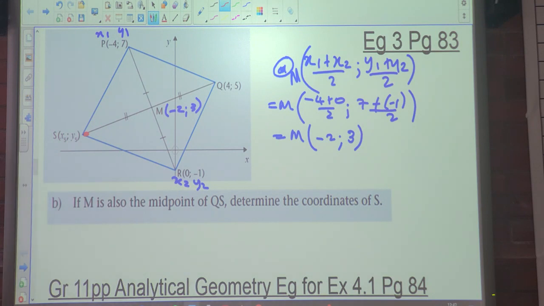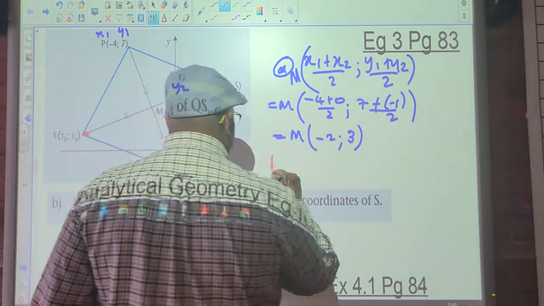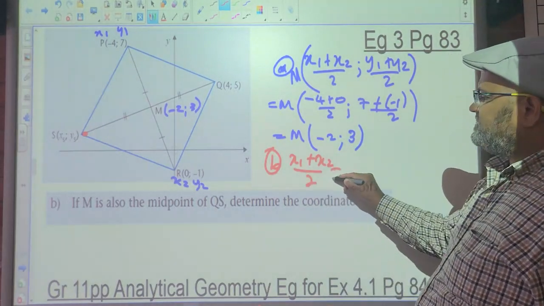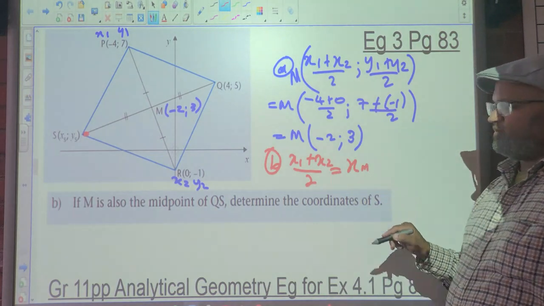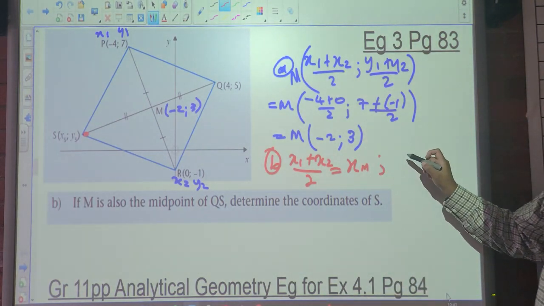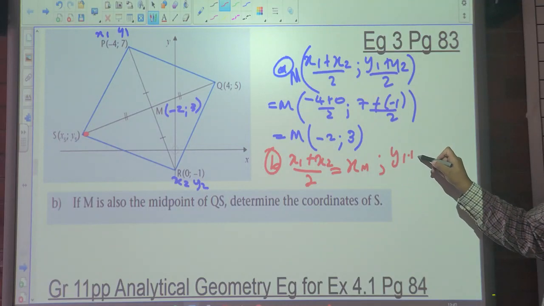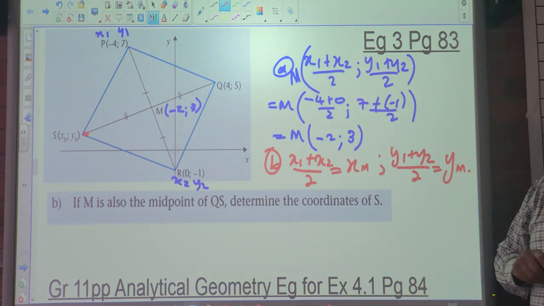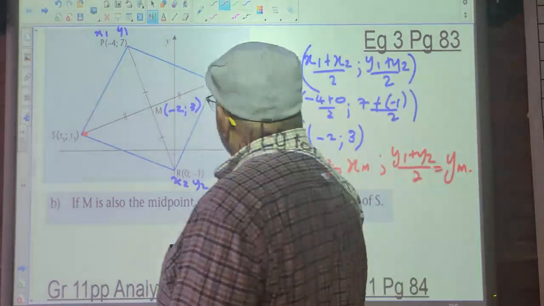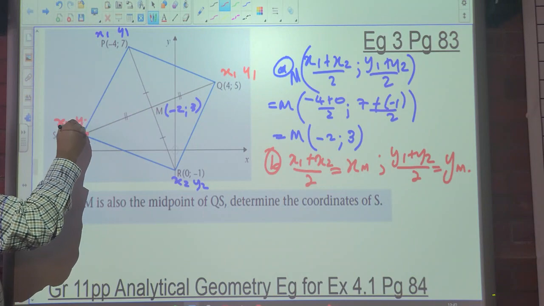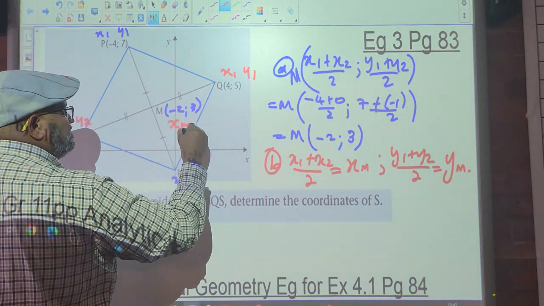Okay. So what do we know? We know that (x1 plus x2) over 2 is going to give us the x coordinate of the midpoint. You all agree with that? Also on the other end, (y1 plus y2) over 2 will be the y value of the coordinate of the midpoint. You all agree with that? So in other words, if this is x1, y1, this would be x2, y2, and this would be x mid, y mid.